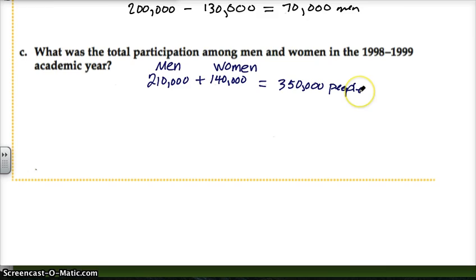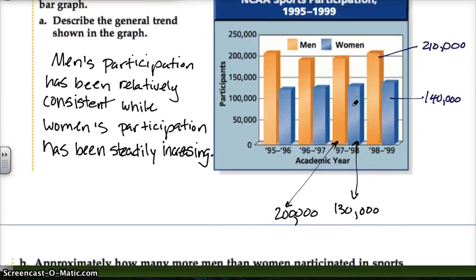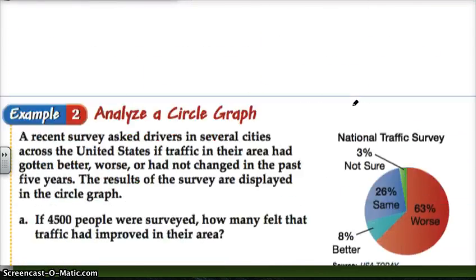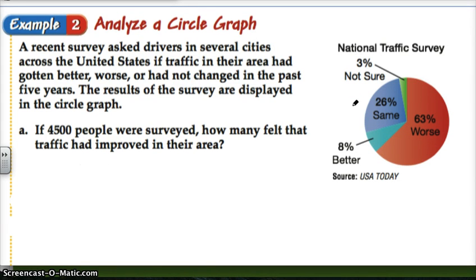All right. So reading charts and reading tables can be as easy as that. Let's go ahead and look at this next one. So we're going to analyze a circle graph. A recent survey asked drivers in several cities across the United States if traffic in their area had gotten better or worse or had not changed in the past 5 years. The results of the survey are displayed in the circle graph.